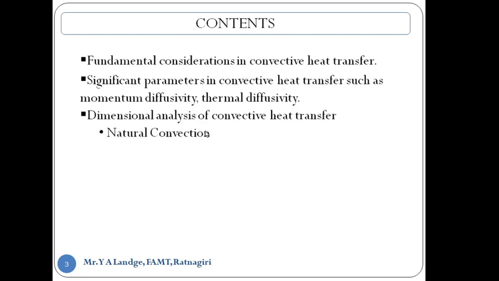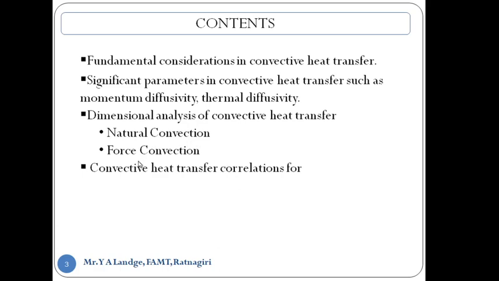In the dimensional analysis, we can take natural convection, and ask what the heat transfer rate is, and we look at forced convection too. So there are two derivations, based on natural convection and forced convection, as we divide convective heat transfer into two parts. We will see the definitions of natural convection and forced convection.